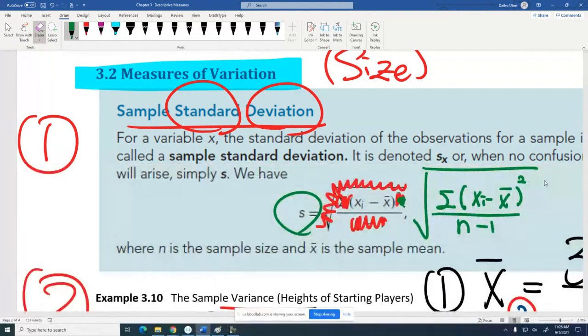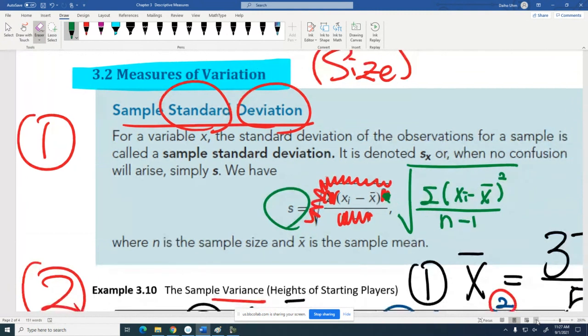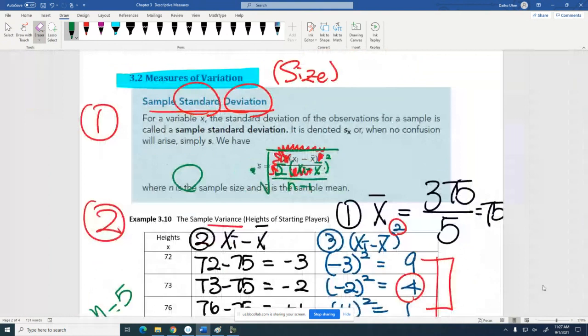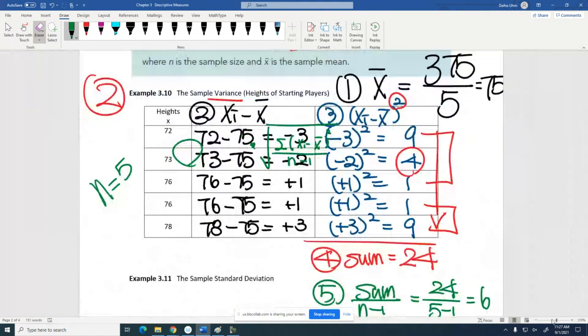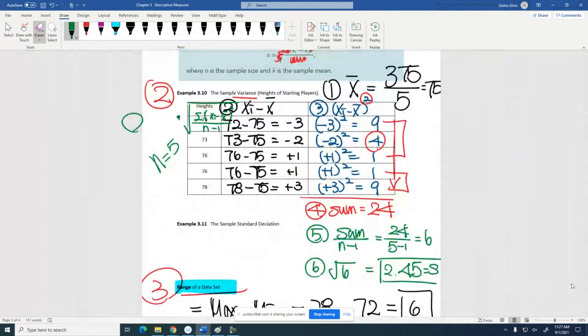I told you the mathematical notations, it is nothing, right? Don't be afraid. We can split it into 6 steps. The formula is the way to get the standard deviation. So by the 6 steps, we get the standard deviation finally. 6.45. So 2.45, the standard deviation.